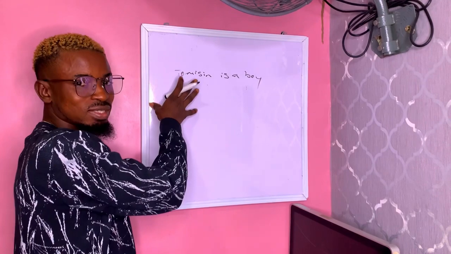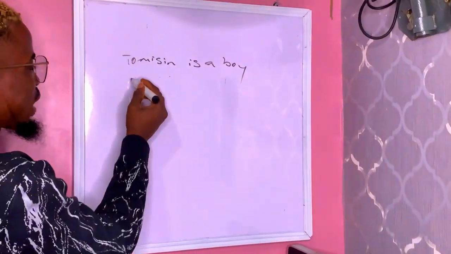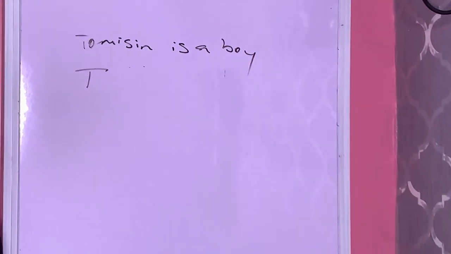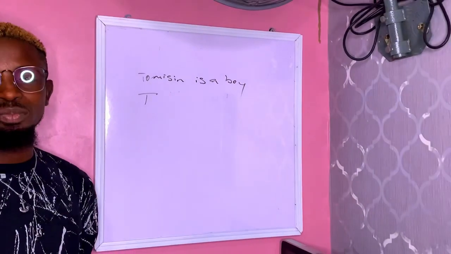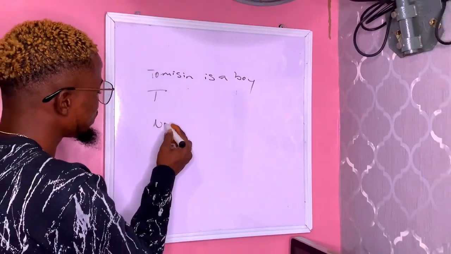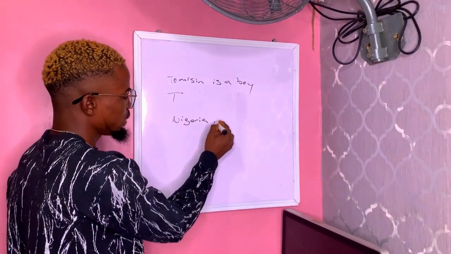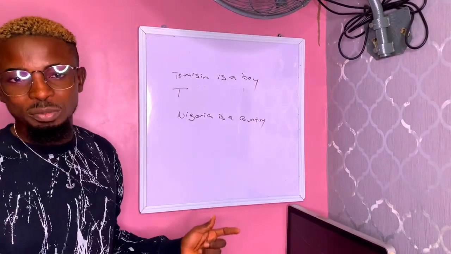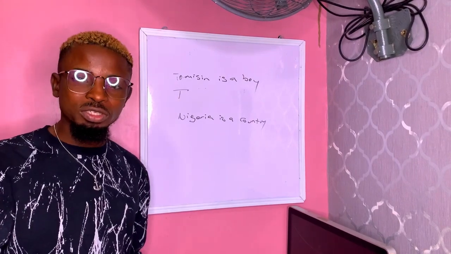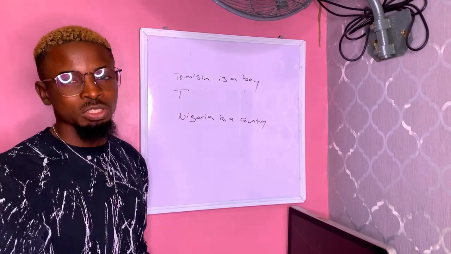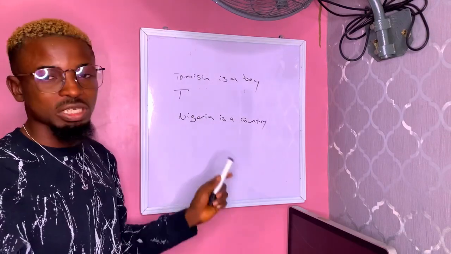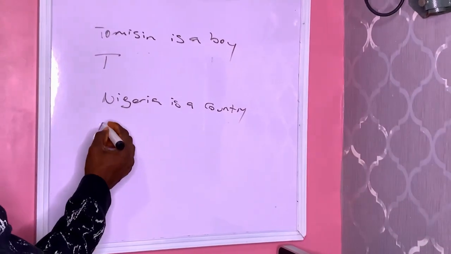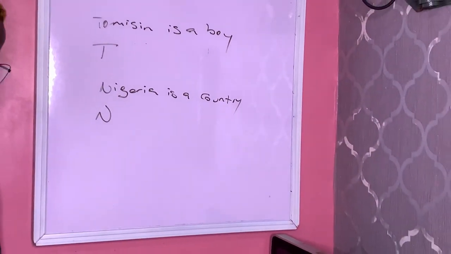And if you want to symbolize this simple proposition, all you need to do is to write T. Tomisi is a boy. T. That's all. That is how to symbolize a simple proposition. Let me give us another example of a simple proposition. Let's say we have Nigeria is a country. This is another simple proposition. Don't forget that a simple proposition is a proposition that does not contain another proposition as a component. To symbolize this, all you just have to do is to write N. Nigeria is a country.